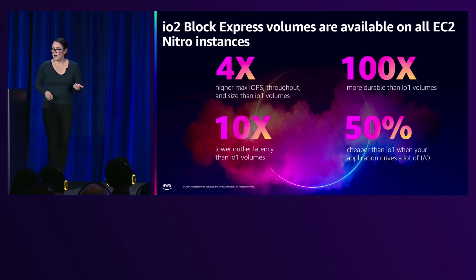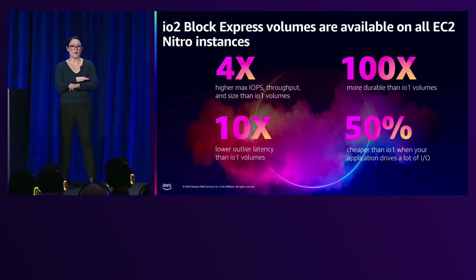Last year at re:Invent, we announced that IO2 Block Express volumes are now available on all EC2 instances built on the Nitro platform, the Nitro system. With a single IO2 Block Express volume, you can drive up to 256,000 IOPS, or up to 420,000 IOPS per instance, or a storage capacity of 64 terabytes, which is 4 times the storage capacity and max IOPS and throughput performance of our previous fanciest volume, IO1.